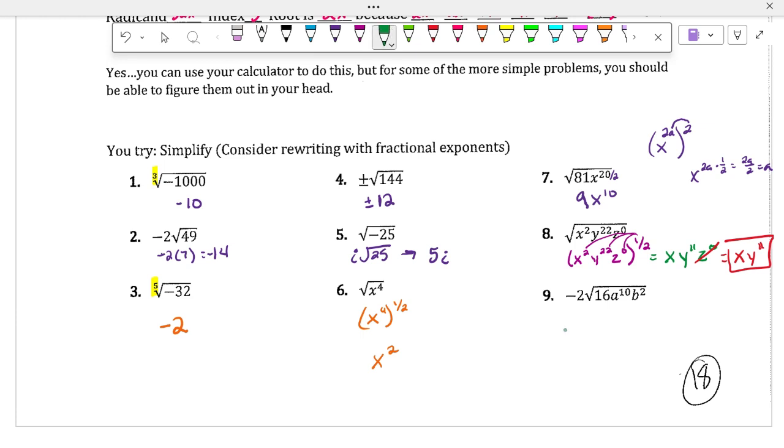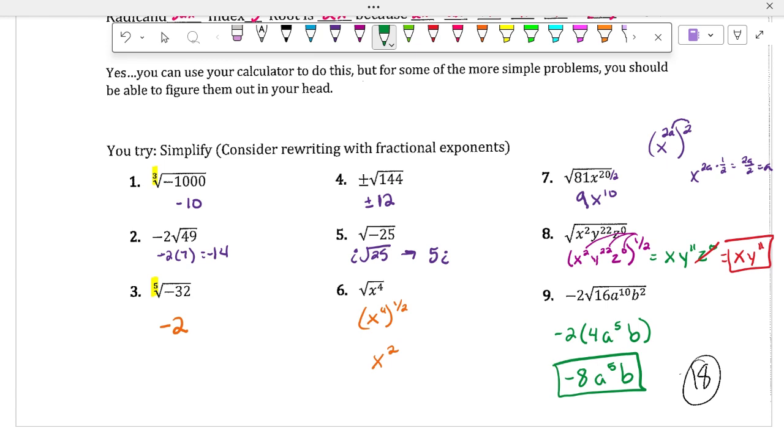Last one. So we have the negative 2, and it's going to be multiplied to the square root of 16, which is 4. A to the 10th, we can just divide 10 by 2, get a to the 5th. B squared, 2 divided by 2 is just 1, so b. And then we have to just clean it up. So negative 2 times 4 is negative 8, a to the 5th, b.